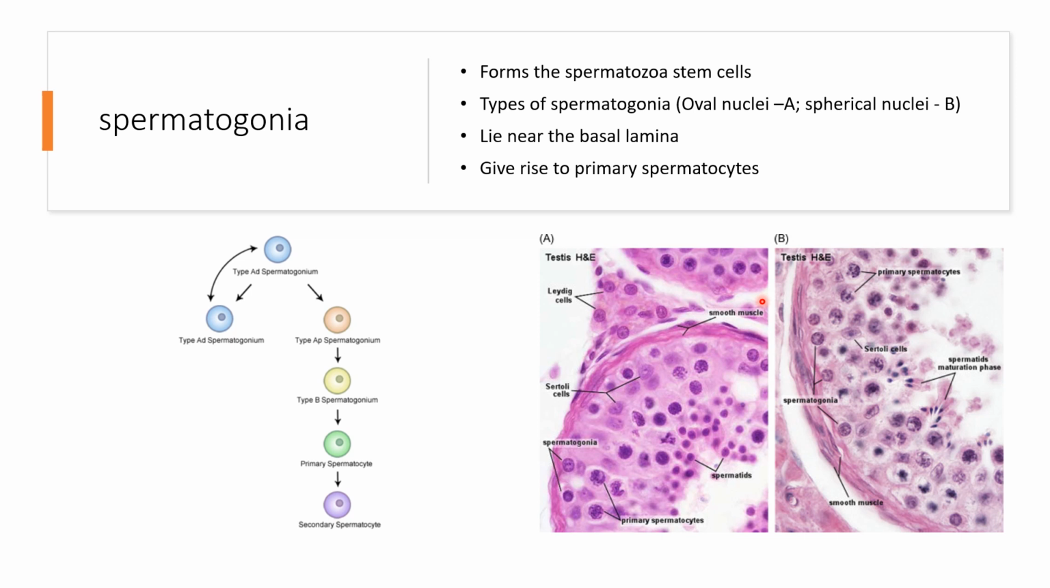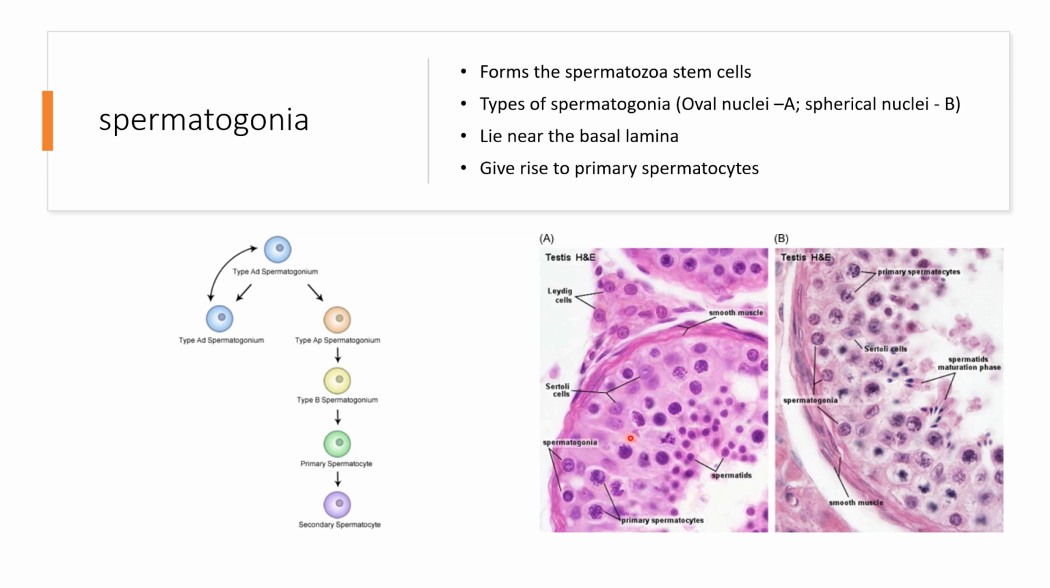And then remember I said that the growth stage from the beginning lies at the basal lamina. So the spermatogonium naturally, type A, type B, all the 3 stages are going to lie at the basal lamina, and they give rise to primary spermatocytes by mitotic division. So you can appreciate them here.